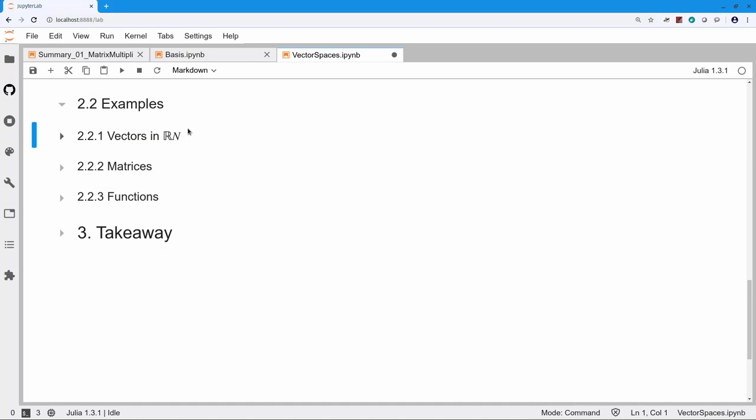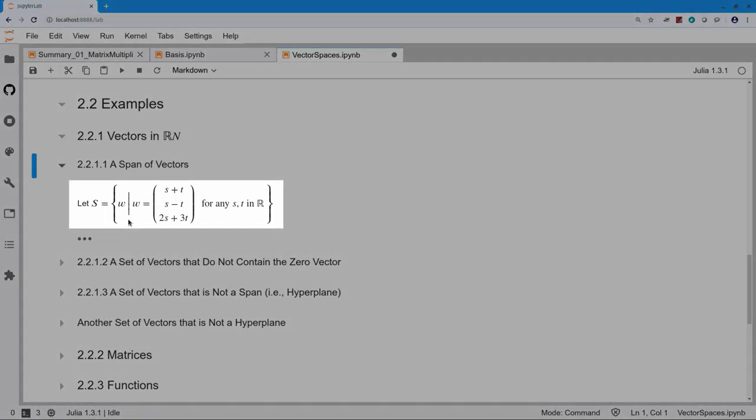The first example is vectors in Rn, and specifically, let's start with a span of vectors. So here, I've got my set S. It's made up of vectors called W, and the W's look like this. 1, 2, 3, 3 entries. That's a vector in R3. My vectors are vectors in R3, and they must satisfy the condition that they look like S plus T, S minus T, 2S plus 3T, for whatever S and T I might want to substitute in this expression.